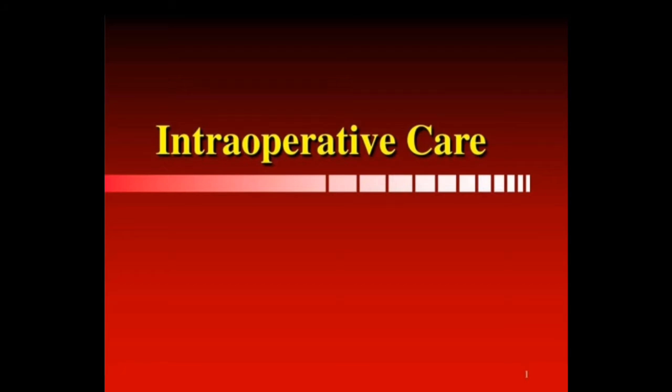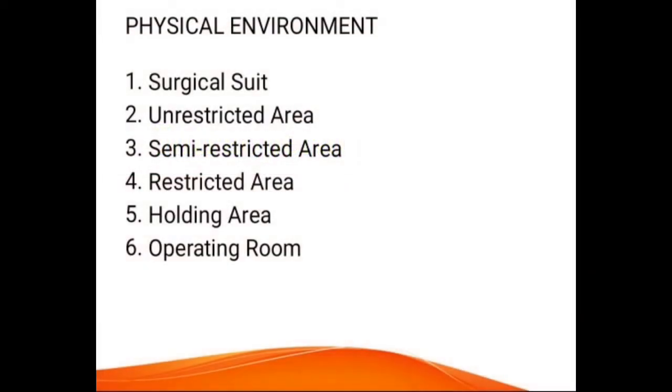And now we will tackle the physical environment during intraoperative care. We have 6: surgical suite, unrestricted area, semi-restricted area, restricted area, holding area, and operating room. So the first one is the surgical suite. It is a controlled environment designed to minimize the spread of infection, and allows smooth flow of patients, personnel, and instruments and equipment.